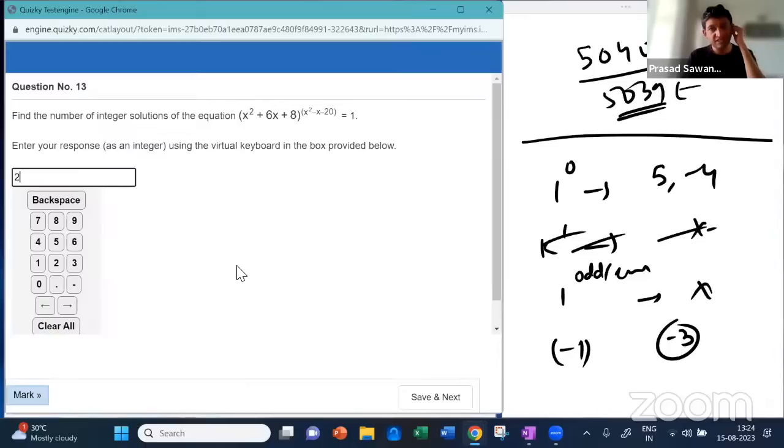b square minus 4ac, and the lower part will become imaginary, I think. If x is minus 4, if x is minus 4, x square plus 6x plus 12 equal to 0.